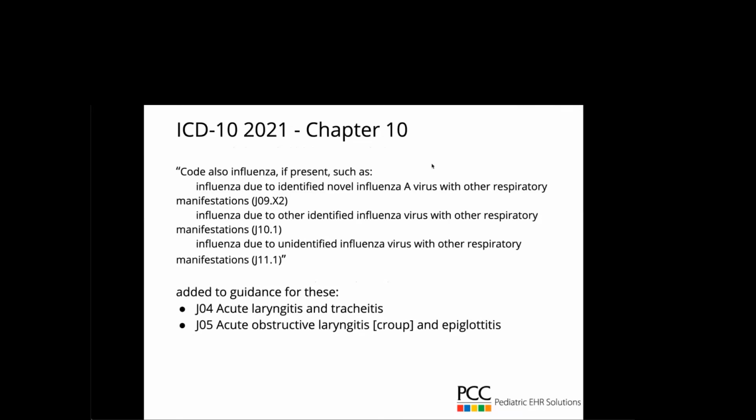And there is another code also guidance. Influenza, if present, such as novel influenza A, other identified influenza, and unidentified influenza, that guidance is added to the acute laryngitis and tracheitis and acute obstructive laryngitis. So add that code also advice to both of these, the J04 and J05. Those are new additions to the coding guidance for the J04 and J05 beginning in October.